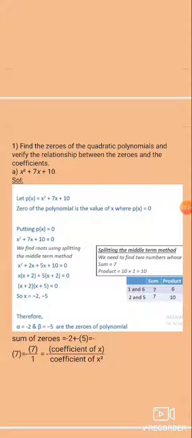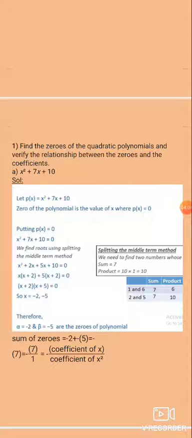Now we group the first two terms and the last two terms. From the first two terms, taking x as the common factor, the remaining is x plus 2. From the last two terms, the common factor is 5, and the remaining is x plus 2. Equate with 0: x plus 2 into x plus 5 are the factors of the polynomial equated with 0. Then x is equal to minus 2, the first value, and the second value of x is minus 5. Therefore minus 2 and minus 5 are the zeros of this polynomial.